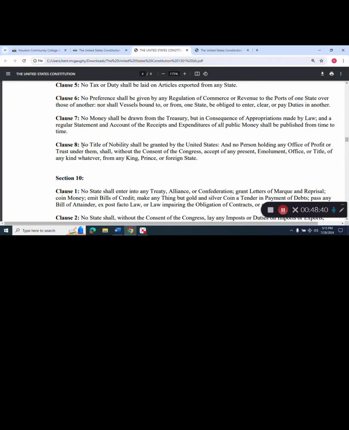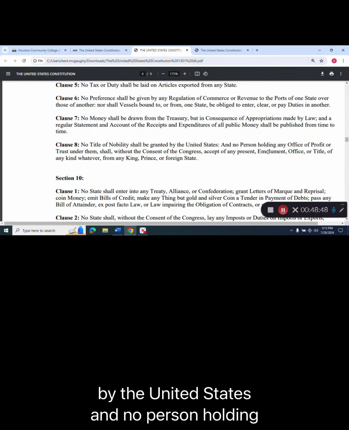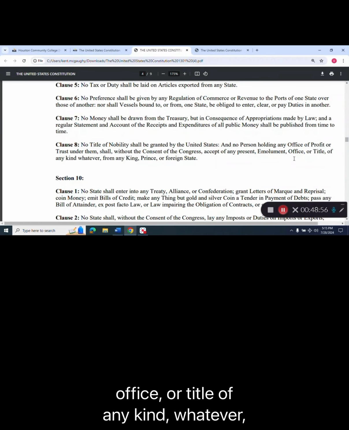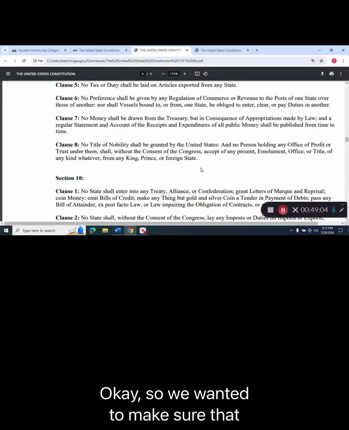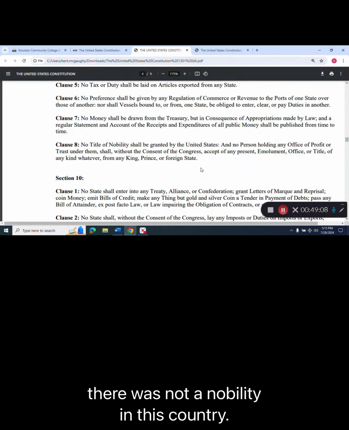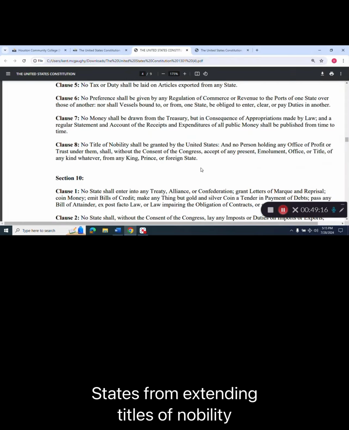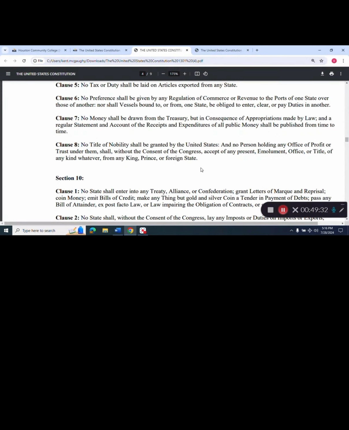Section 9, Clause 8. No title of nobility shall be granted by the United States, and no person holding any office of profit or trust under them shall, without the consent of Congress, accept any present, emolument, office, or title, of any kind whatever, from any king, prince, or foreign state. Okay? So we wanted to make sure that there was not a nobility in this country. So we specifically prohibit the United States from extending titles of nobility on Americans, and even foreign governments cannot bestow a title of nobility on an American without permission.